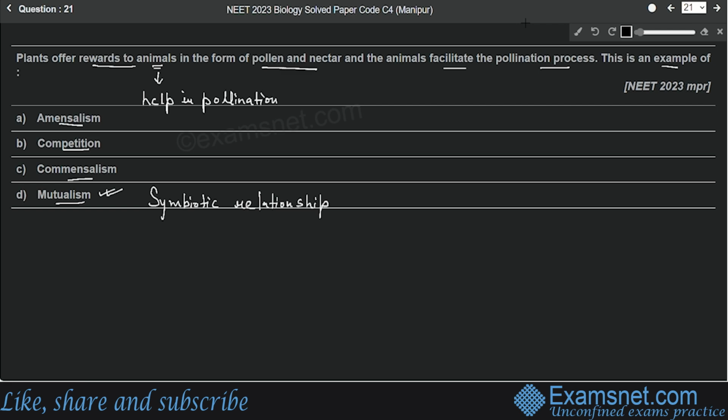In return they receive pollen and nectar as food from the plants. Okay, so this way both are benefited from each other, therefore option D, mutualism, will be the correct answer.